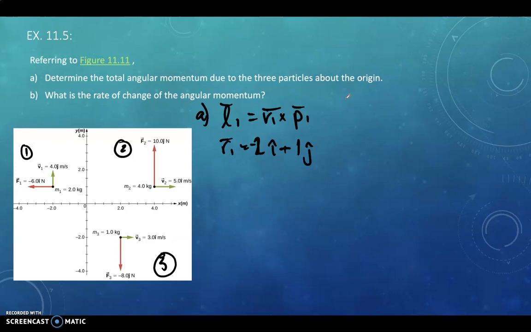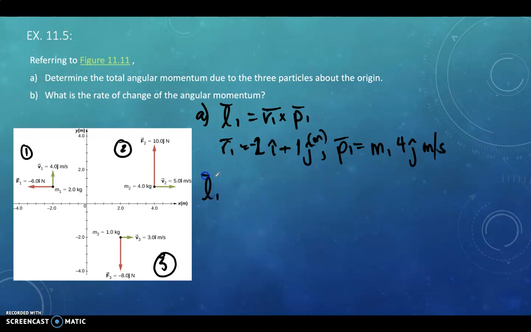And our momentum is going to be P1, that will be M1 times V1, which is given as 4 j hat. And this is in meters per second. These are in meters. So then what we'll do is we'll take each of these and find their cross products. Let's go ahead and do that for this first one.